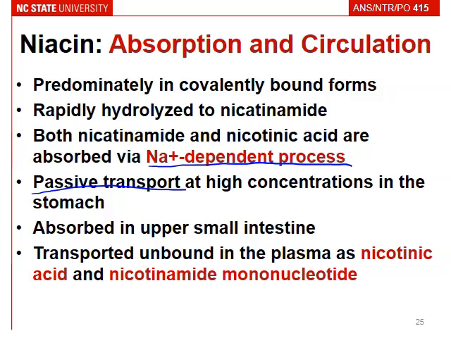That can occur within the stomach. It's absorbed in the upper small intestine, so primarily in the duodenum and the proximal jejunum. And we transport it in the blood as nicotinic acid, so it's unbound. So remember, out of all these so far, this one is unbound compared to the other two. And we also have it as nicotinamide mononucleotide, also known as NMN.